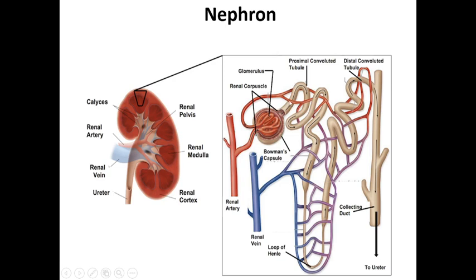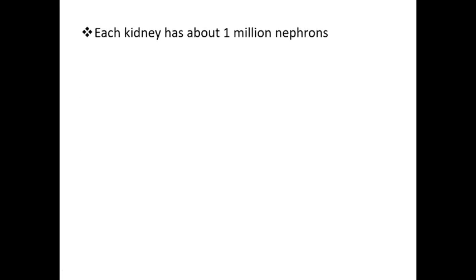So first comes the proximal convoluted tubule. Then we have the loop of Henle. So loop of Henle has got the thin descending limb, the U-bend, and the thick ascending limb. Then we have the distal convoluted tubule, which opens into the collecting duct. So this entire structure is known as nephron, and nephron is the functional unit of the kidney.